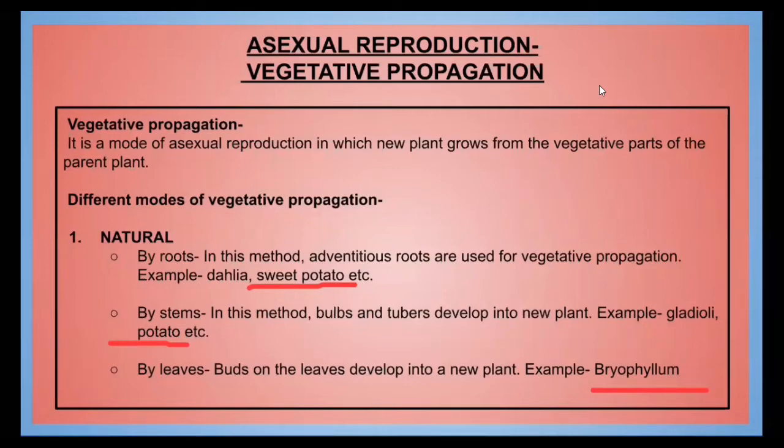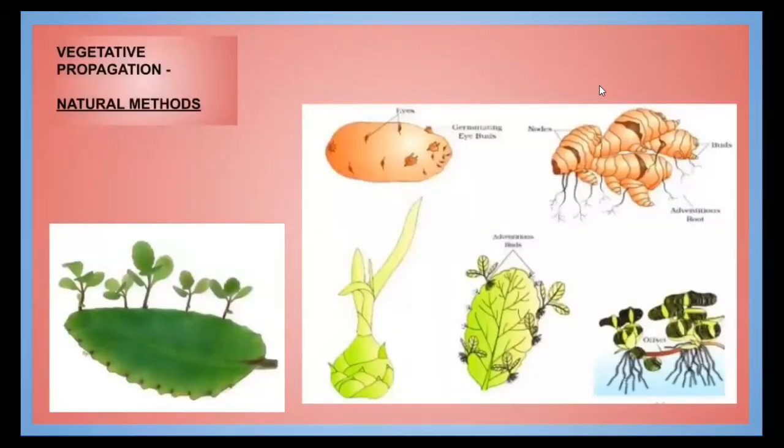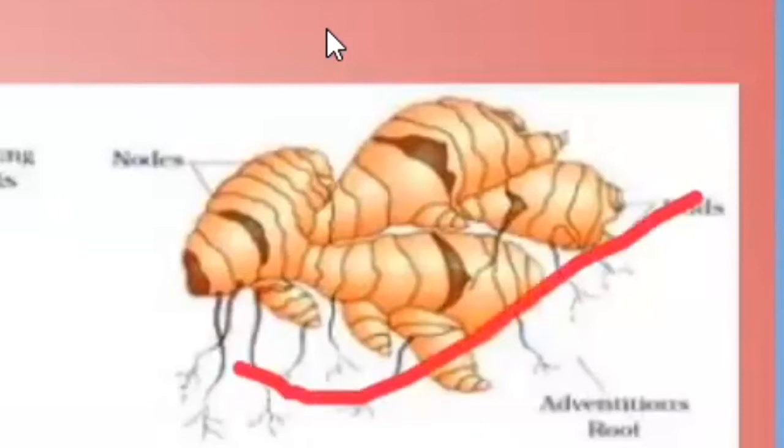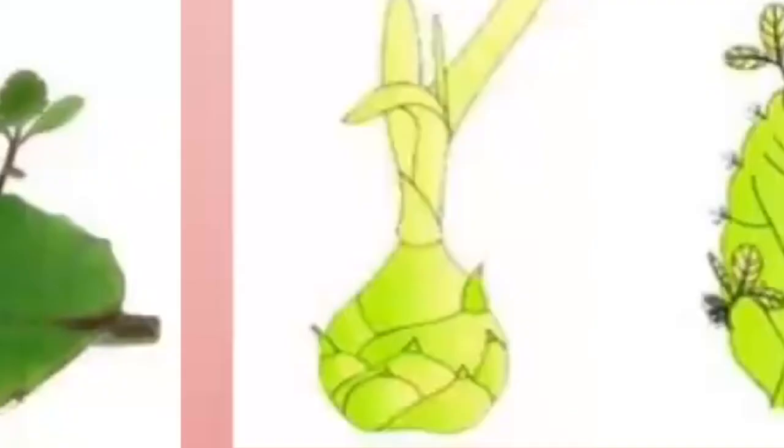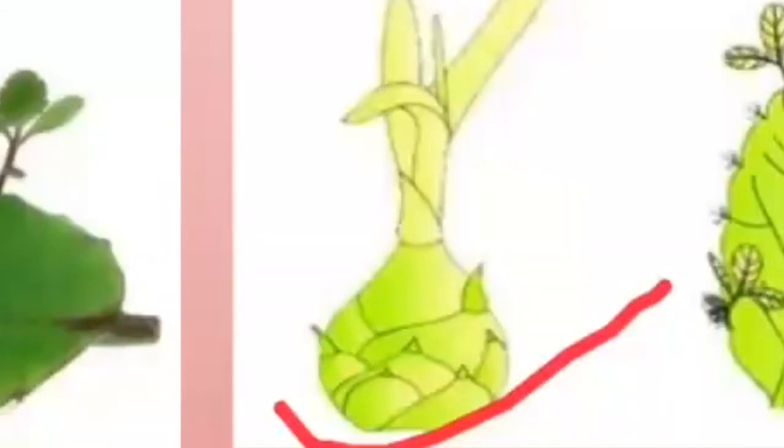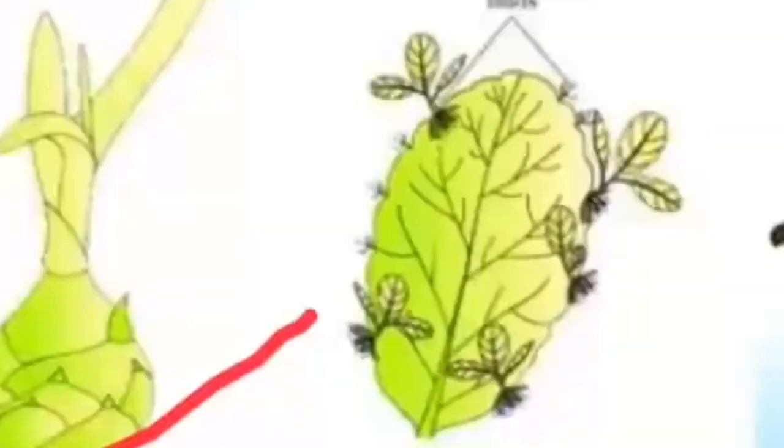So let's see these pictures. This is potato. What type of vegetative propagation is seen in potato? The stem. Vegetative propagation by stem. Ginger, vegetative propagation again by stem. This is a bulb of gladioli, and in this the vegetative propagation is by bulbs and tubers. Here is the leaf of Bryophyllum.